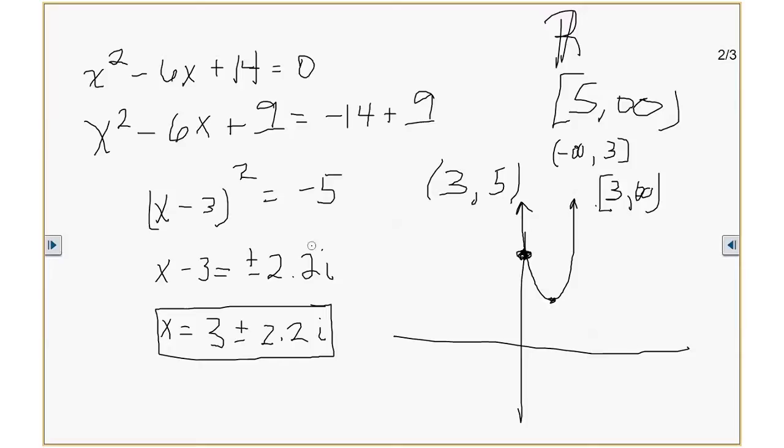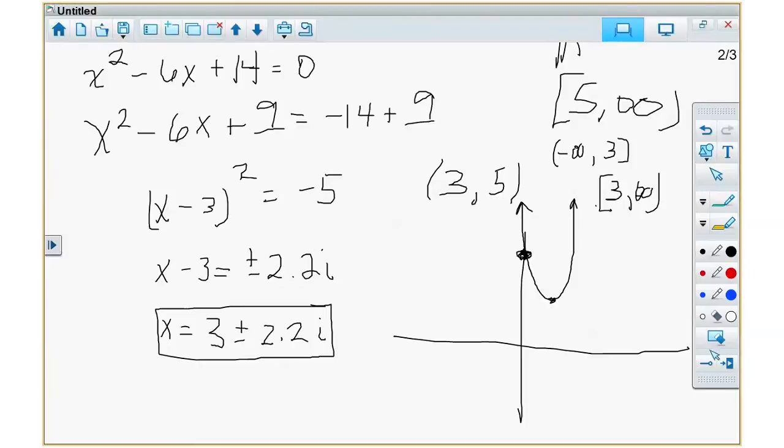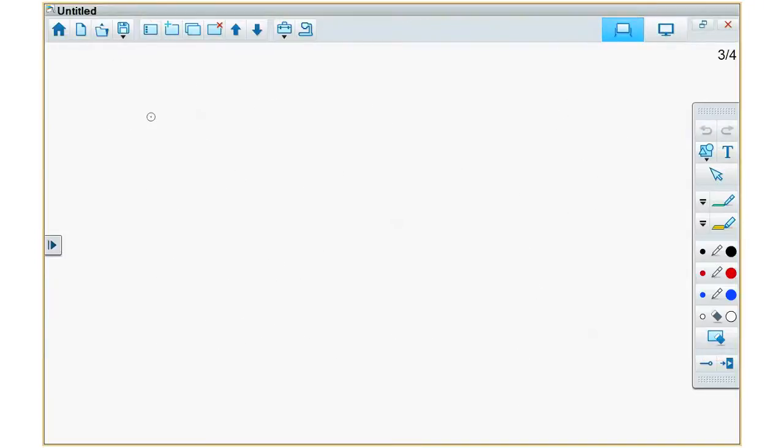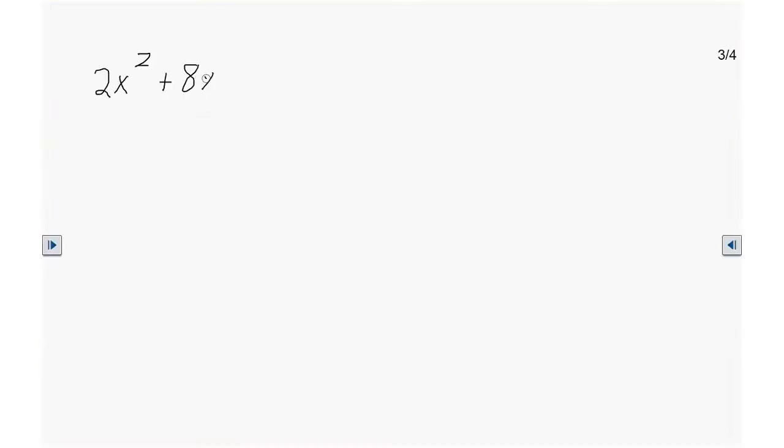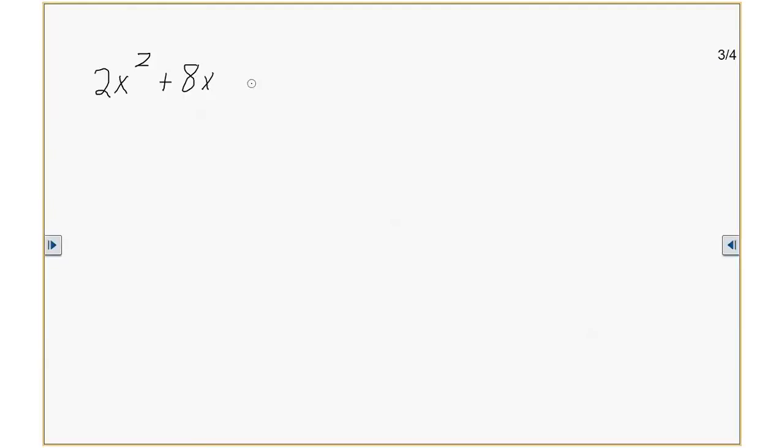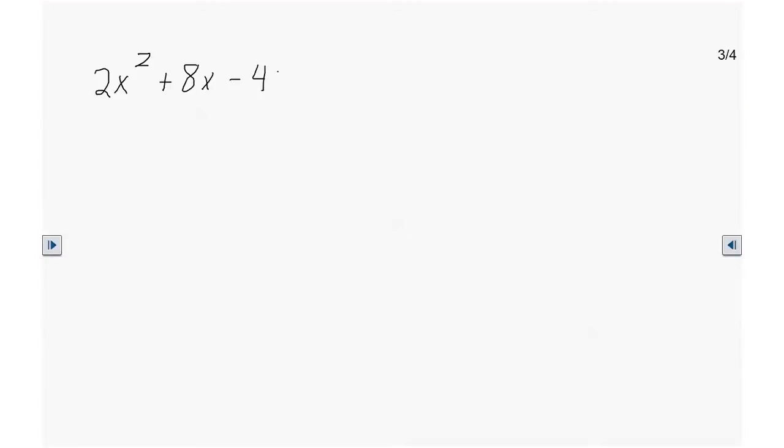Let's do one to discourage you, make you quit. Let's throw a negative in there. Well, before we throw a negative, let's throw a number out in front. All this is going to make sense when I get through, believe you me. 2x squared plus 8x minus 4 is equal to 0.